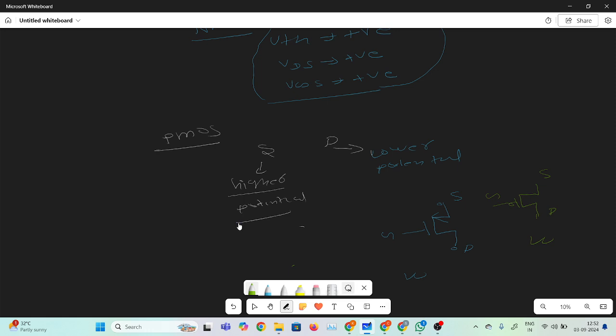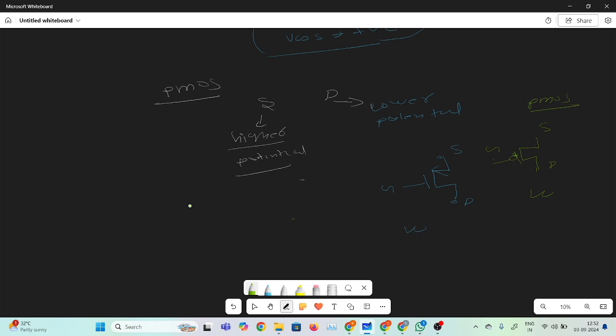Actually this is inverted, I mean like that. This is the inverter symbol, and like that this is the PMOS symbol. This symbol I will use. Okay. But in case of the PMOS, the source is higher potential, drain is the lower potential.